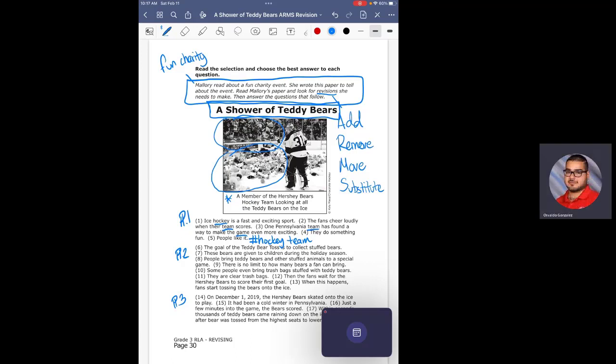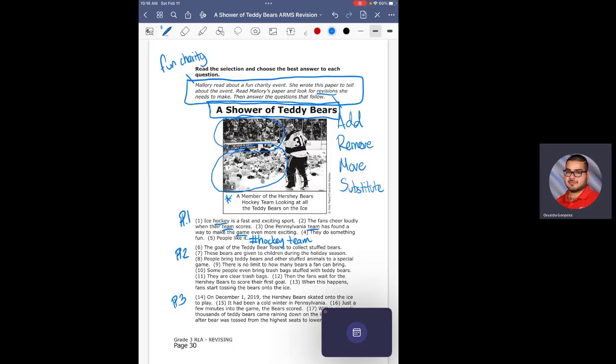Let's go to paragraph 2. It says the goal of the teddy bear toss is to collect stuffed bears. These bears are given to children during the holiday season. People bring teddy bears and other stuffed animals to a special game. There's no limit to how many bears a fan can bring. Some people even bring trash bags stuffed with teddy bears. They are clear trash bags. Then the fans wait for the Hershey's Bears to score their first goal. When this happens, fans start tossing the bears onto the ice.